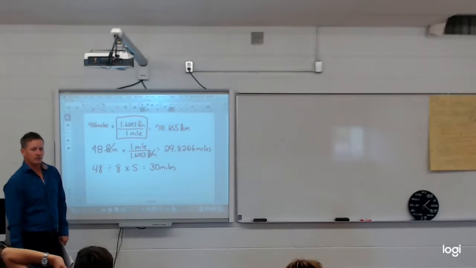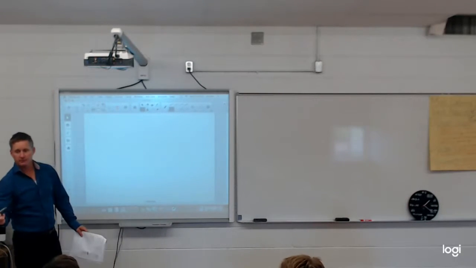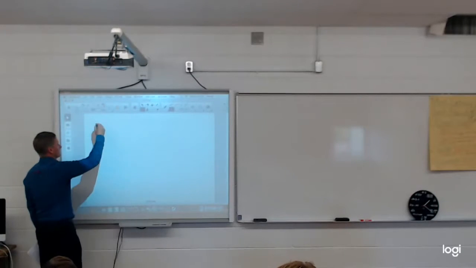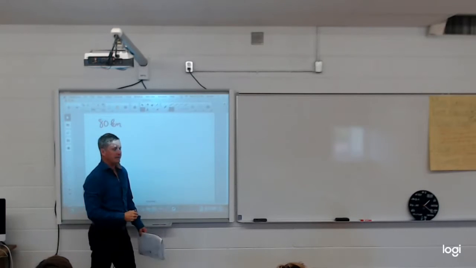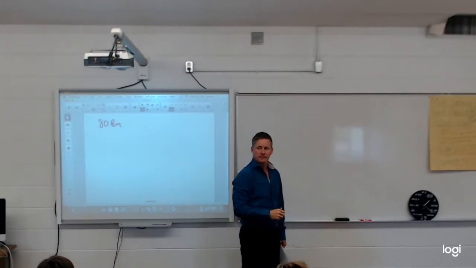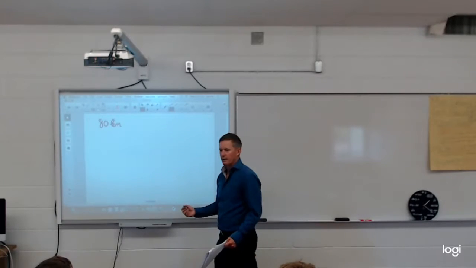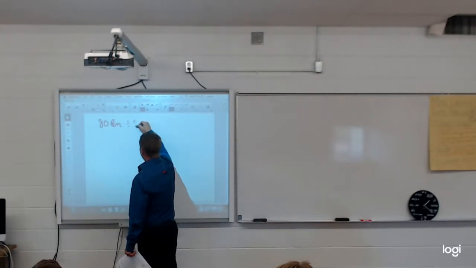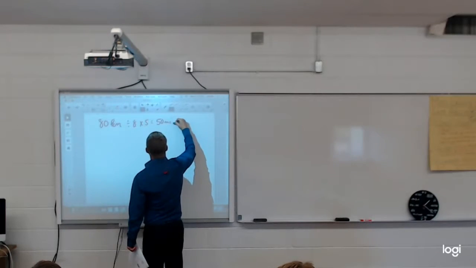Let's try this again. You said Yorkton's what, 80 kilometers? Divided by 8, and then times by 5? 50. It's about 50 miles, so it's close to what I said. Divided by 8, times 5. So 50 miles.